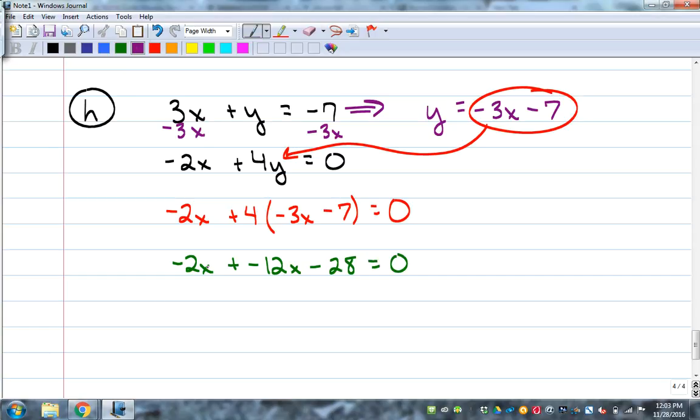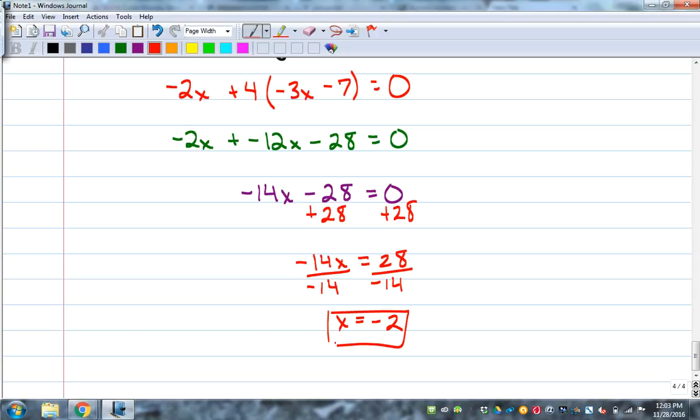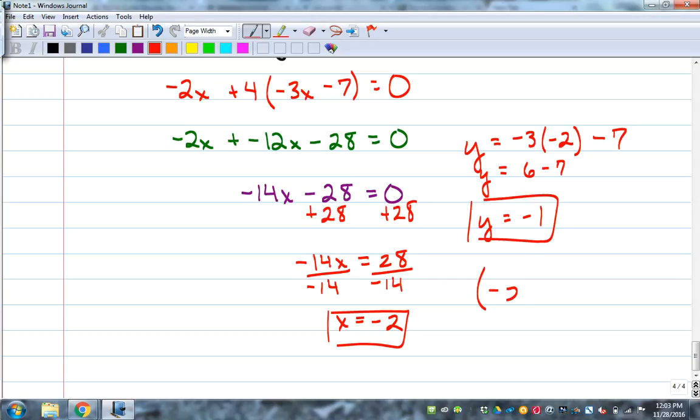Combine your like terms. Now what? Add 28, good. 0 plus 28 is 28, that's easy. Divide by negative 14. What's x? Negative 2. What do we do to get y? Plug it in. Negative 3, parentheses, negative 2, minus 7. So that'd be 6 minus 7, which is, yeah, negative 1. Good job. So there's y, ordered pair, negative 2, negative 1.